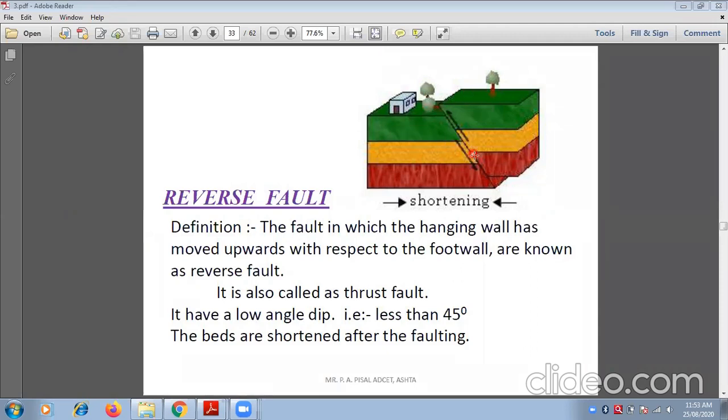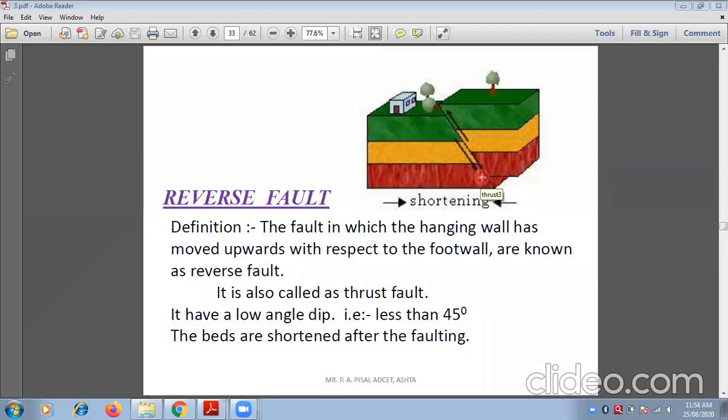The footwall, which is below the fault plane, this block moves towards the downward side. So when such a type of movement is seen, such a type of fault is considered a reverse fault. It is also called a thrust fault. In the normal fault, we have seen that the normal fault is considered a gravity fault. The reverse fault is considered a thrust fault. Now it has a low angle dip, that is less than 45 degrees.